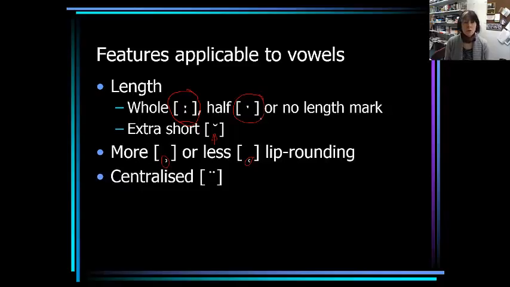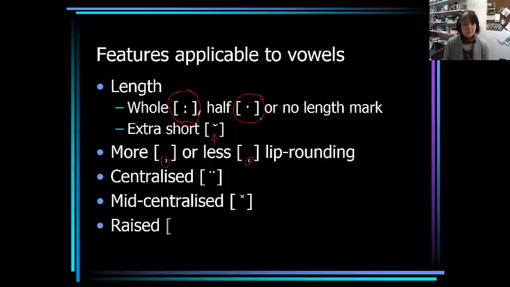We can also show that a vowel is centralised, and this means it's moved closer to the centre. This could be similar to retracting or advancement depending on the vowel sound, but if you see these two dots above a vowel, it means it's moved closer to the centre. We can also show that a vowel is mid-centralised, and this means that it's not only moved closer to the centre, but it's also moved towards the mid area as well, so it's moved closer to the schwa, if you like.